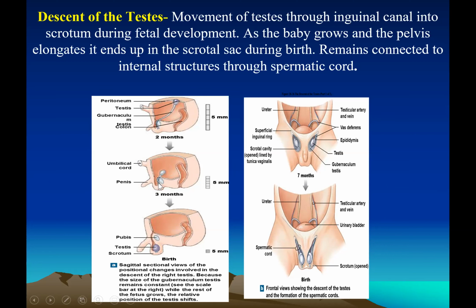It looks like that, but it's not so. What happens is as the baby grows, the testes descends into the scrotum. Descent of the testes refers to the movement of the testes through the inguinal canal into the scrotal sac during fetal development. As the baby grows and develops, the abdominal cavity and the pelvic cavity are elongating, and thereby the testes ends up in the scrotal sac. And then it will remain connected to all the internal structures in the male reproductive system.